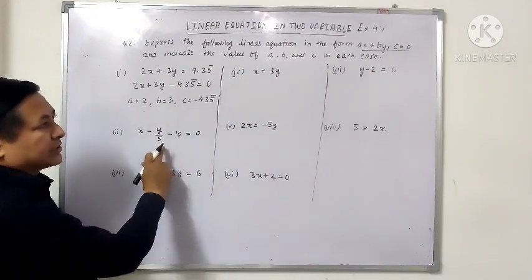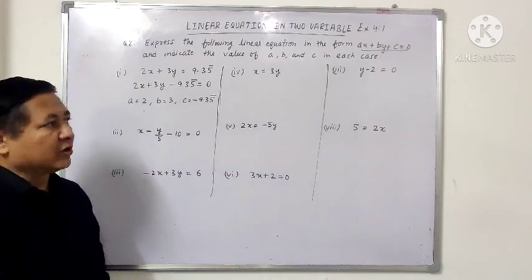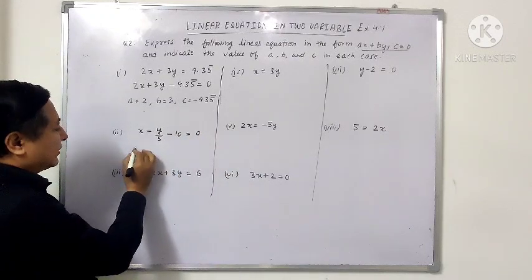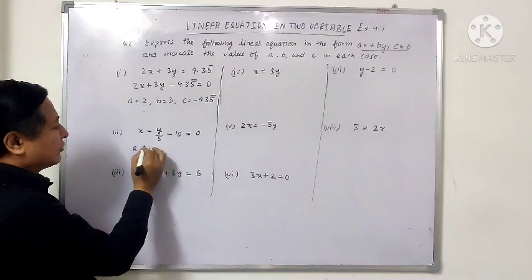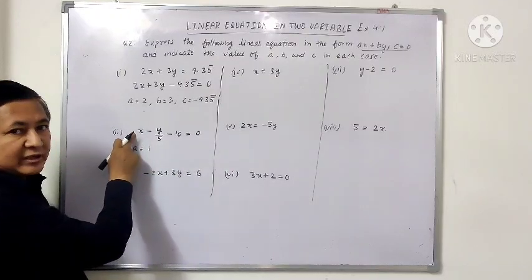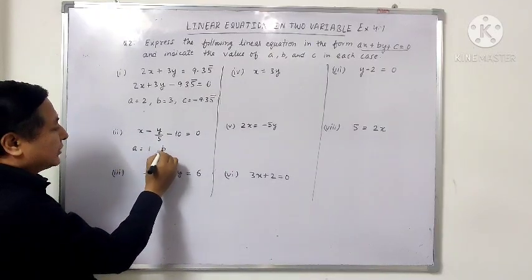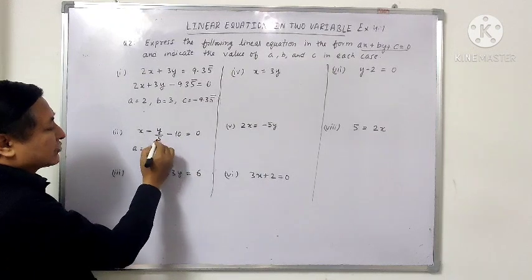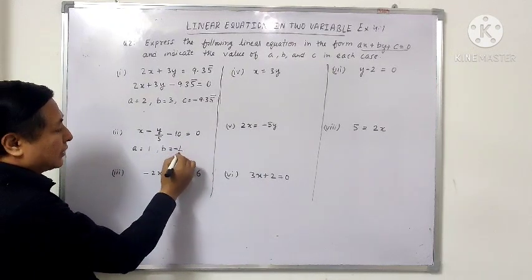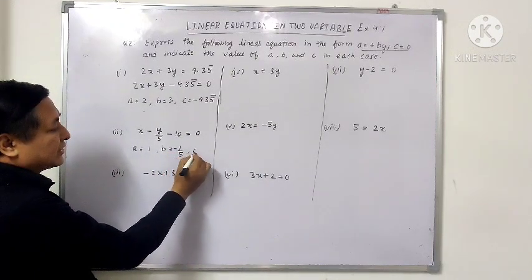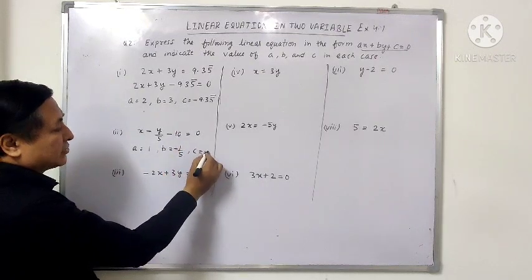Now here this is already arranged in the ax plus by plus c form. So the value of a, in this case, will be 1 because the coefficient of x is 1 here, and the value of b is minus 1 upon 5, and the value of c in this case is minus 10.